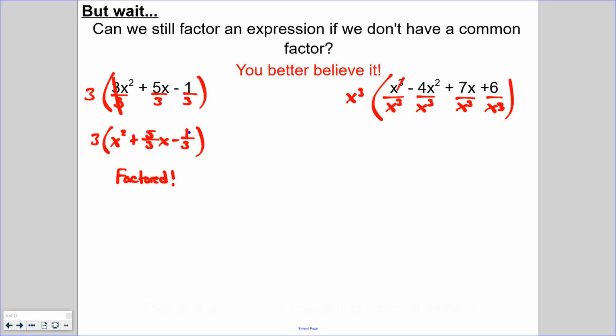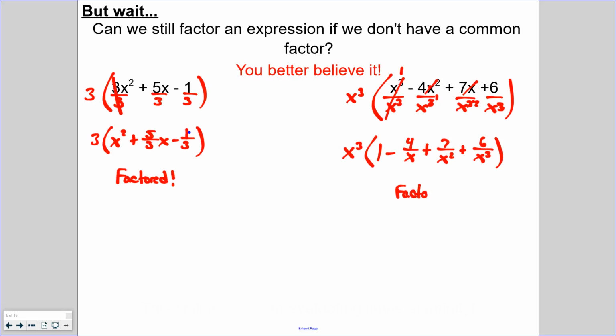X cubed divided by x cubed is going to be 1. Let's see, x squared divided by x cubed, we can cancel out the 2 x's in the numerator with 2 of the x's in the denominator. 7x over x cubed, we can cancel out 1 of the x's in the numerator with 1 of the x's in the denominator. And then the 6 over x cubed, they have nothing in common, so we leave it as is. So simplified, we would be left with x cubed times the quantity, 1 minus 4 over x plus 7 over x squared plus 6 over x cubed.